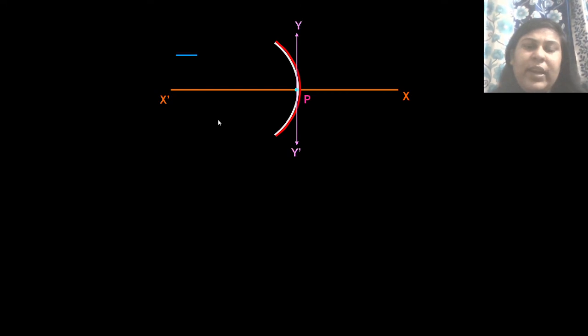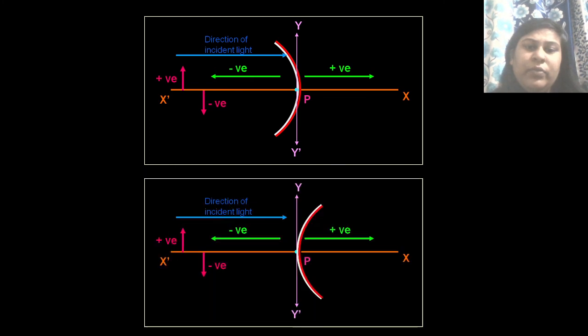So I am going to explain with an example with a picture. This is a concave mirror. You can see here this is the pole, and I draw the x and x dash axis, y and y dash. Now you can see the direction of incident light is left to right. So left to right all distances are taken as positive, and right to left are taken as negative. In the upper direction the distances are positive, and in the downward direction they are taken as negative.